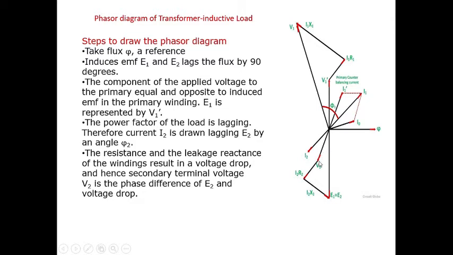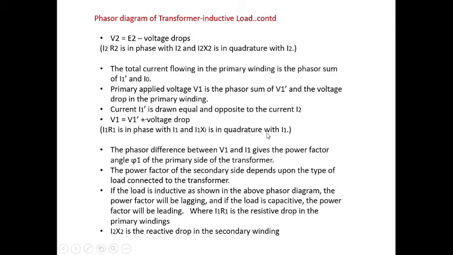Here also, at V2, in phase with I2 we will be drawing I2 R2. Then from there we will be drawing the vertical line at 90 degrees. Then this point and this point together give us E1. So this is how we draw the phasor diagram of the inductive load. Here we can see V2 is equal to E2 minus voltage drops. The voltage drops are I2 R2 in phase with I2 and I2 X2 in quadrature with I2.